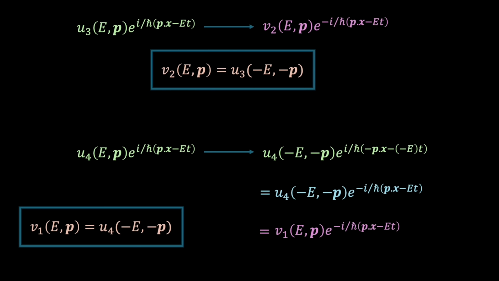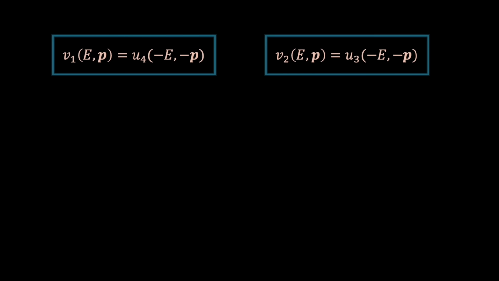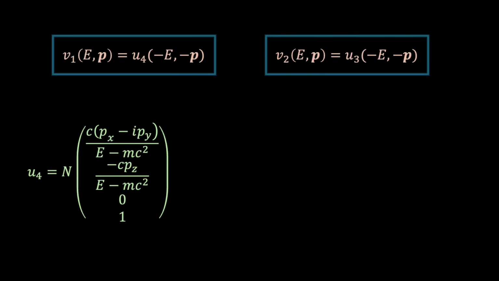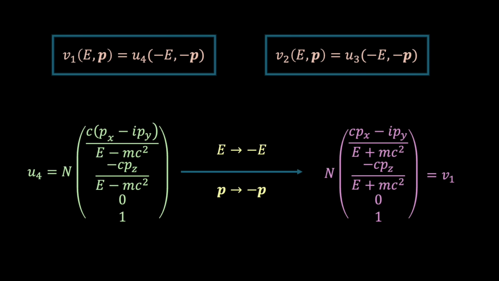We'll see shortly, when we talk about quantum spin, that this labelling ensures that each antiparticle spinor mirrors the internal structure of its corresponding particle spinor. Next, we note that we can determine the explicit forms of the antiparticle spinors by performing the same energy and momentum sign switch. For example, we earlier derived the spinor form of U4, and if we then switch the signs of E and P, we find the form of the antiparticle spinor V1.